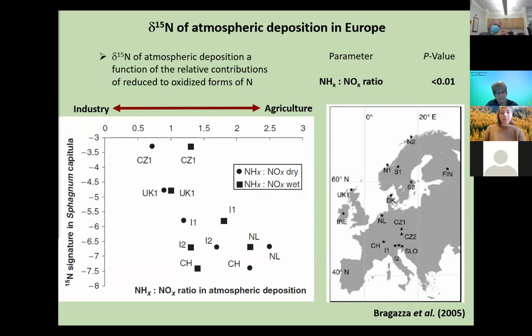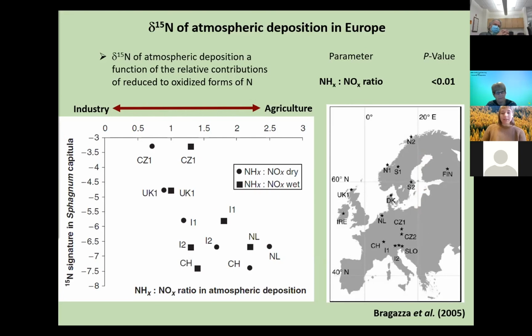And this concept comes from foundational work done over in Europe in ombrotrophic bogs, which are peat accumulating ecosystems that are fed only by atmospheric deposition. And this figure here is from Bragazza et al. 2005, and it's showing the delta 15 nitrogen of sphagnum peat moss along the y-axis, and along the x-axis is the NHx to NOx ratio in atmospheric deposition, which is the ratio of reduced to oxidized nitrogen compounds in both dry and wet deposition. And the different symbols are the different study sites where moss was collected, located across 11 different European countries, which you can see here.